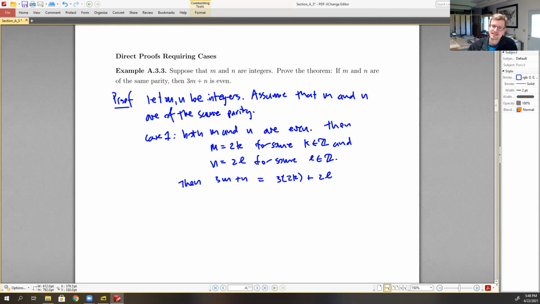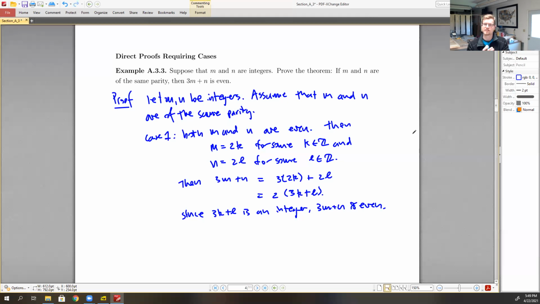I recognize that I can write m and n as 2 times something since they are both even, which, pulling a common factor of 2 from both of these terms, gives me 2 times (3k plus l). And then since 3k plus l is an integer, 3m plus n is 2 times an integer, and 3m plus n is even.